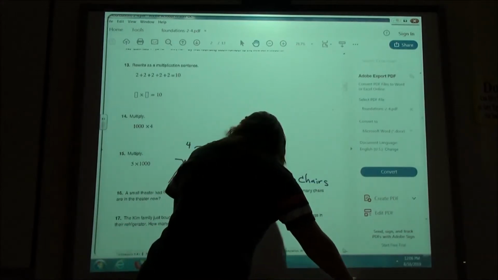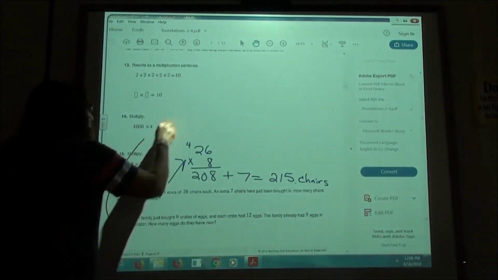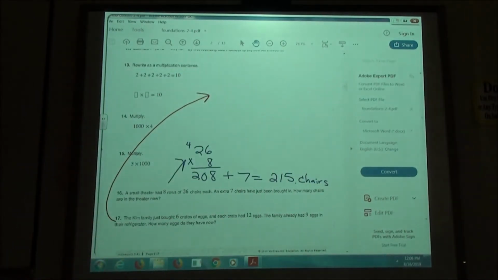Number 17. Again, I'm going to go up here and write my arrow up there so you can see where I'm at. The Kim family just bought 6 crates of eggs. Each crate had 12 eggs. The family already had 9 eggs in the refrigerator. How many eggs do they have now?